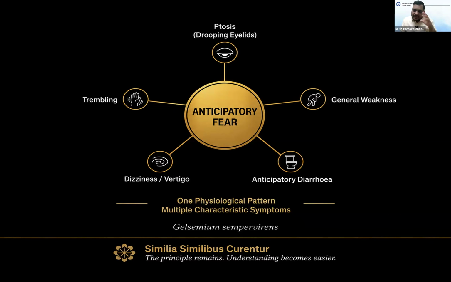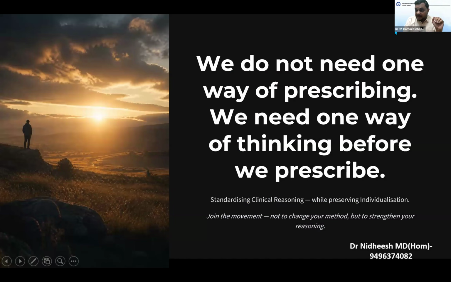So that's why I'm telling you again, when you take a clinical decision, we have to see which level the patient is at, level 1, 2, 3, 4, 5, or 6, and in that level, what should we do? If we are clear with these two things, then the clinical decision will not be a nightmare for homeopathy. We do not need one way of prescribing. We just need one way of thinking before we prescribe. So today I just presented that one way of thinking in a very short manner, without too many complications.